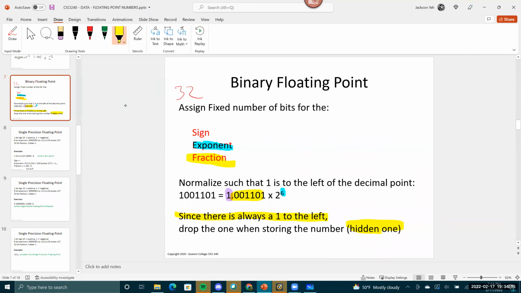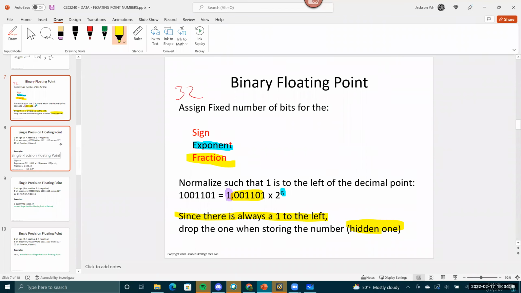If you do it correctly and you normalize it, there's always going to be a 1 to the left of the decimal point. And because the computer scientists were always very clever guys back in the day, they said, hey, there's only 32 bits. Let's not waste one of the bits. If it's always going to be a 1, why are we going to waste a bit encoding something that always has the same value? So we don't encode the hidden 1. Again, that's why it's called a hidden 1, because there's no need to encode it.